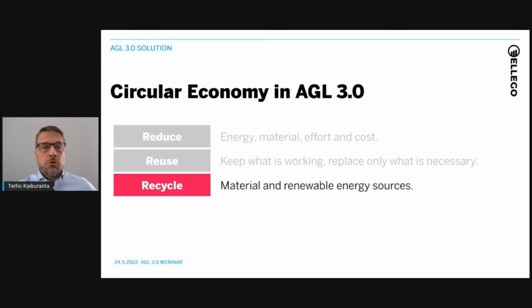Then the third principle of circular economy, recycling. Let's see about that.